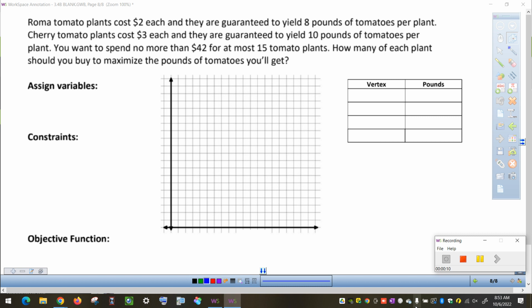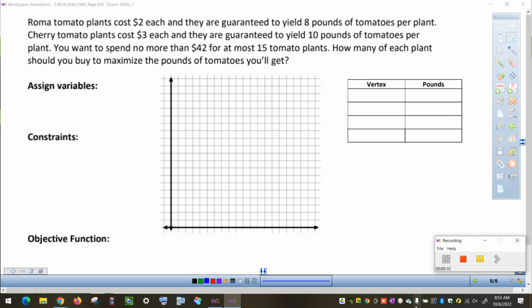How many of these plants should we buy to maximize the pounds of tomatoes we will get? So this reminds us of what we saw Tuesday. It's linear programming because it involves finding a maximum value. In this case, we're wanting to maximize the amount of pounds.